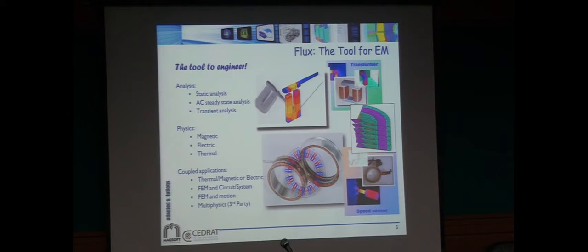And we use this for magnetics, electrics, and thermal, and all of this together. Some of the coupled applications we can do are thermal magnetics and thermal electrics. So that's actually a very specific application for people who do induction heating, where, when you heat too much, the material loses its permeability. And so that's what we would use to actually do this kind of thing.